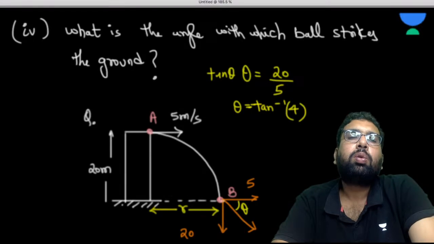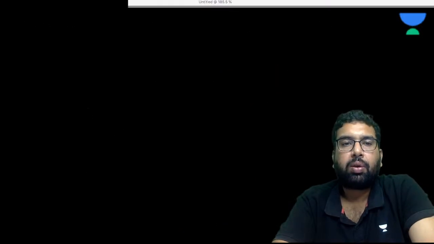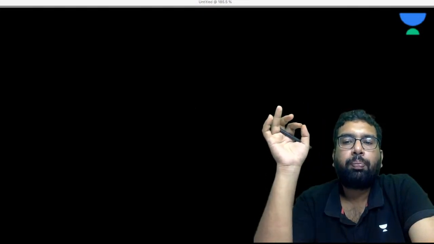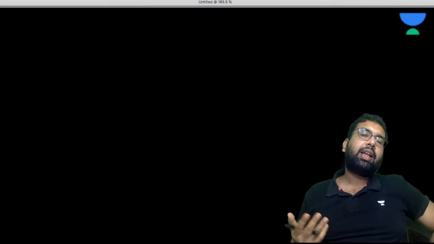Now, it is also not always necessary that we drop something from a height, or do the projectile motion from a height with initial velocity in the horizontal direction.